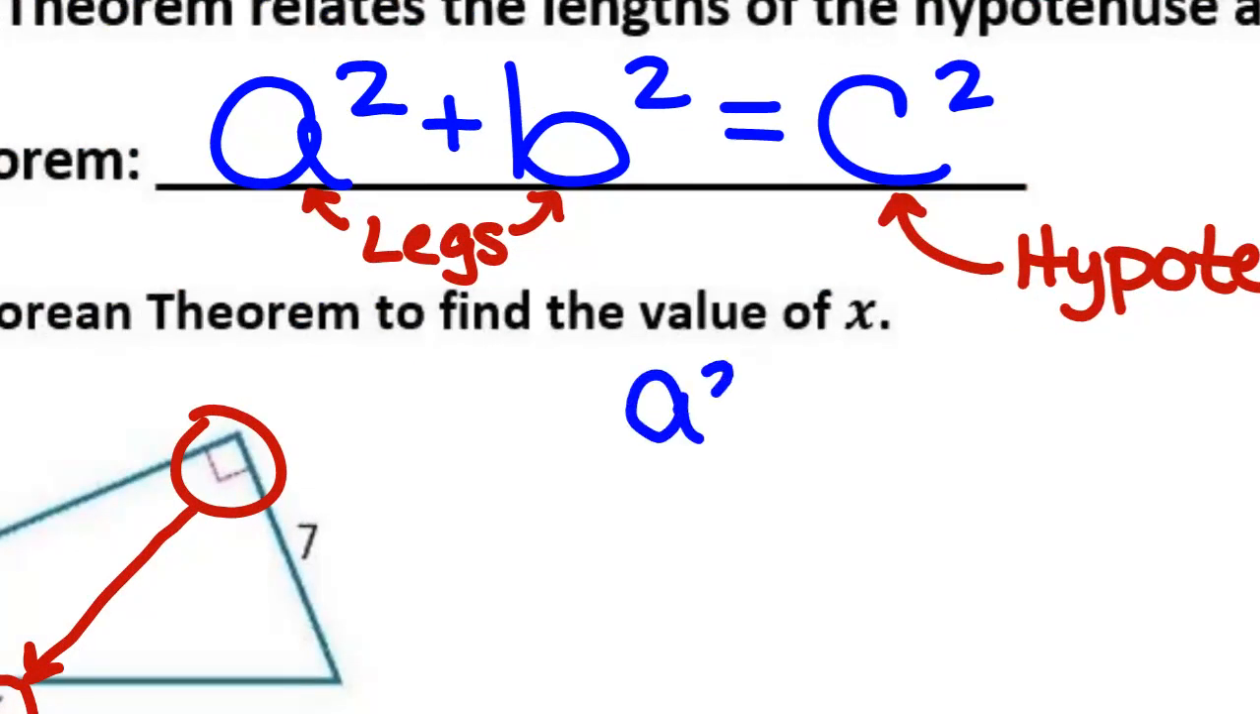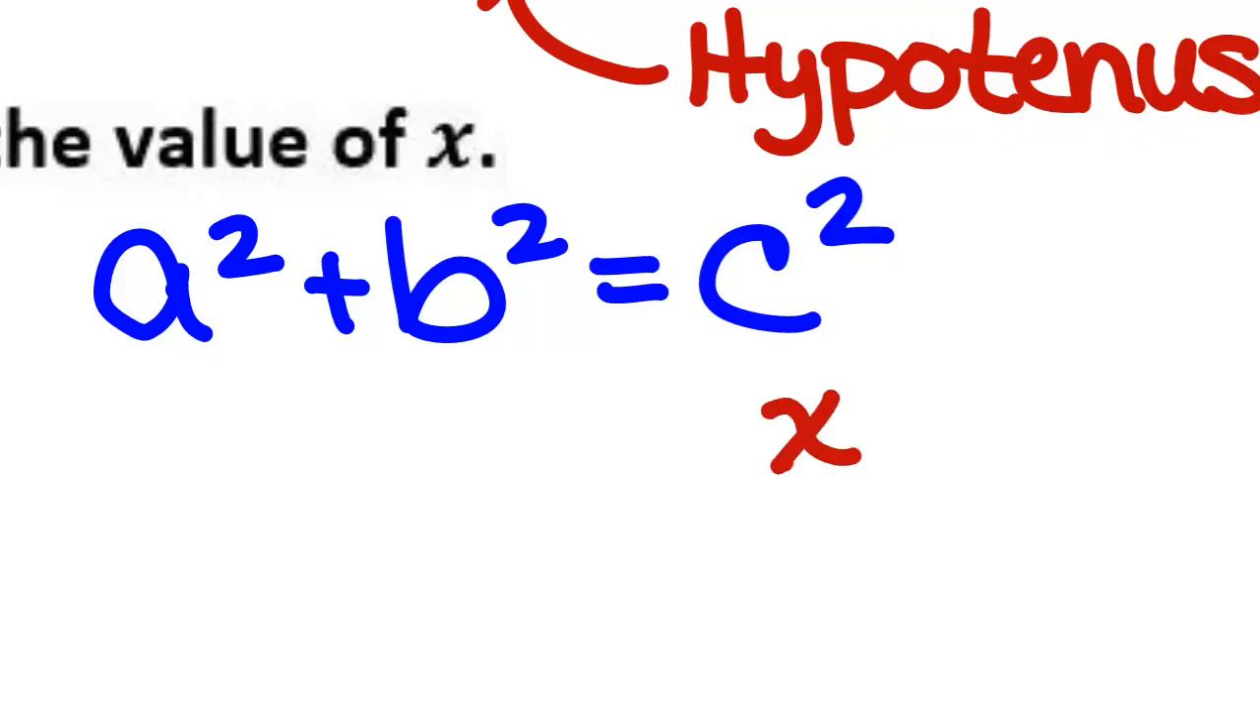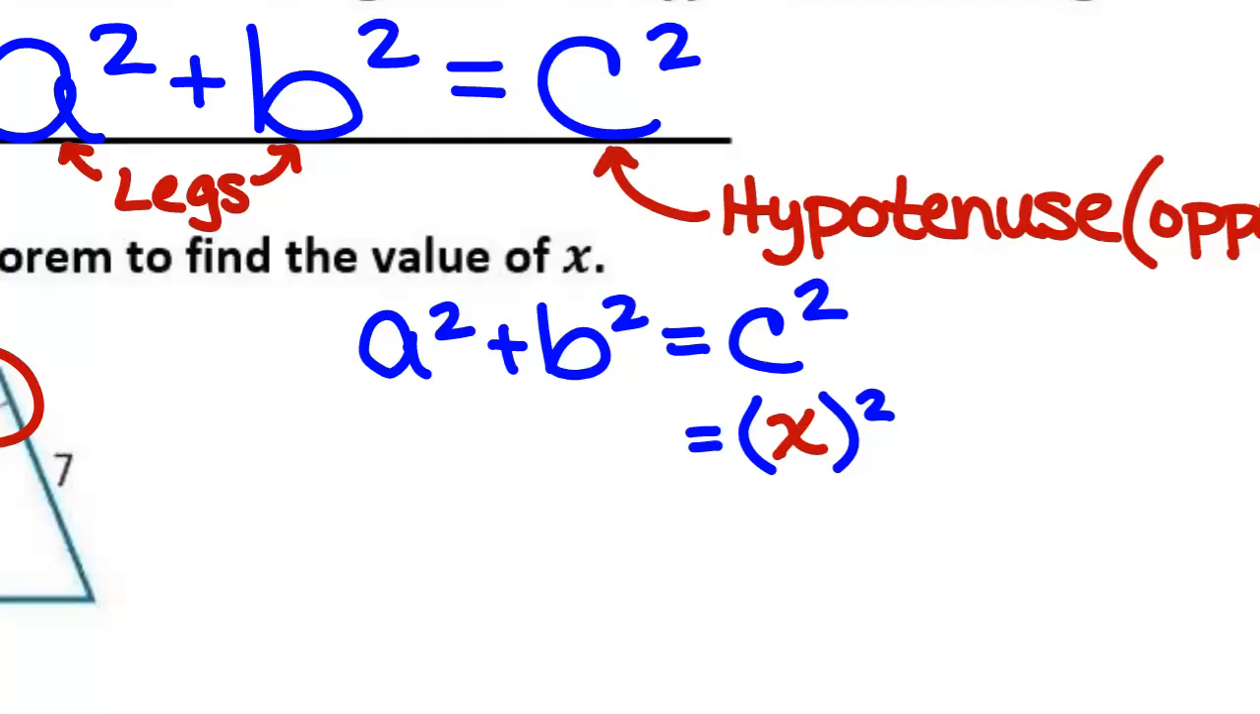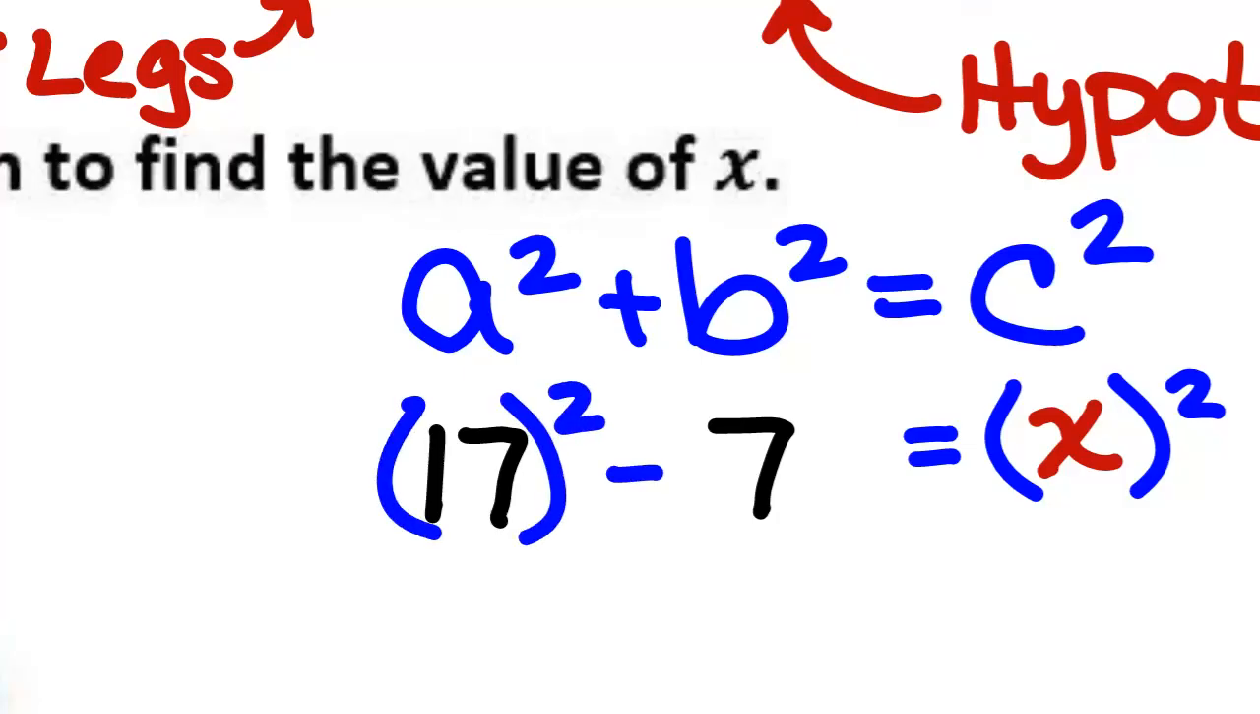So when we do a squared plus b squared equals c squared, what number, or what letter, has to go in for c? X has to go in for c. It can be a number, it can be a variable. So x, and then we square it. So what are we putting in for a and for b? 17 and 7. Does it matter which one we put the 17 in and which one we put the 7 in? No. We need 17 and 7 for a and b, so I take the 17 and I square it, plus, and then we take the 7 and we square it.